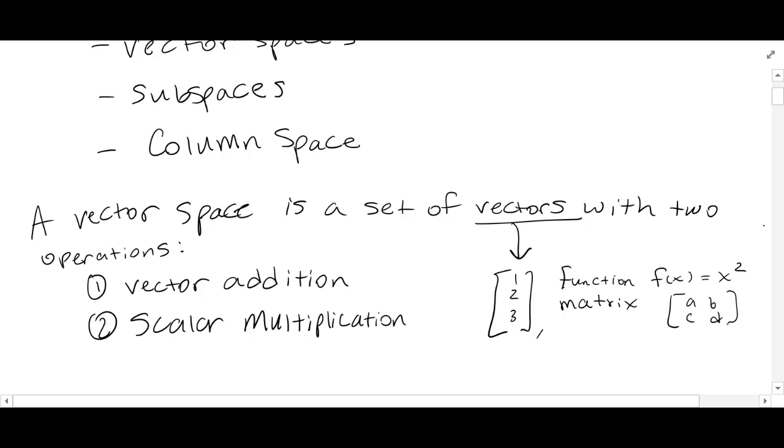These are all just, the matrix is just a set of vectors, correct? Yeah, a matrix is essentially another ordered pair like this one.